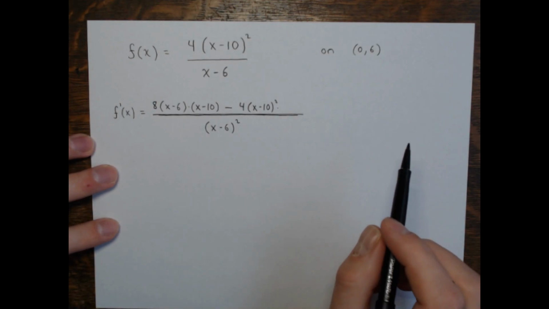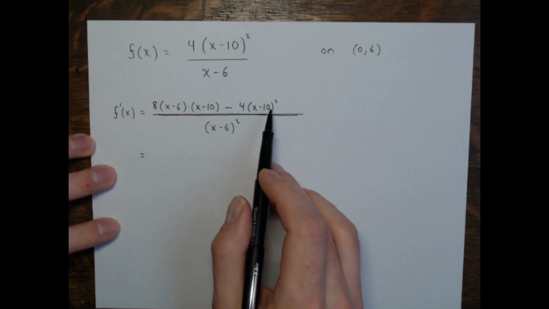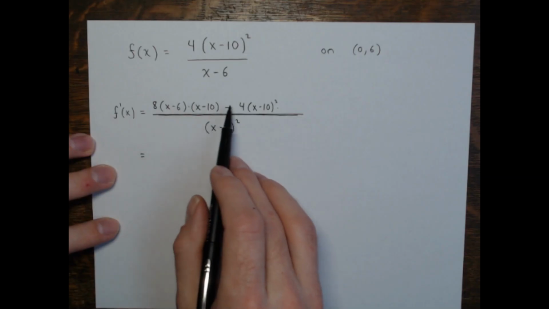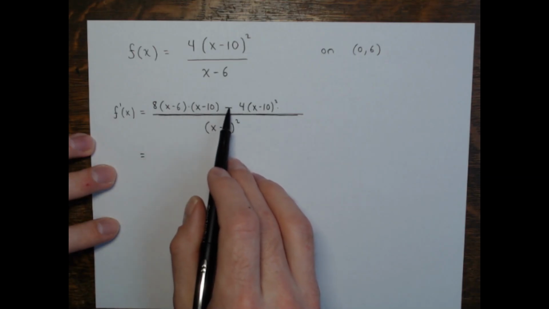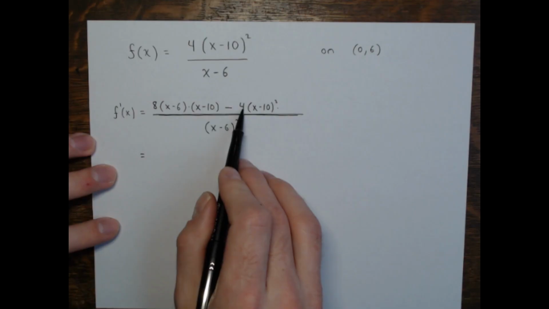Okay. Now, I'm going to simplify the top up here. So notice how both of these products, the one before the minus and the one after the minus, have a common factor of 4, right? 8 is 4 times 2, that's 4 times 1.